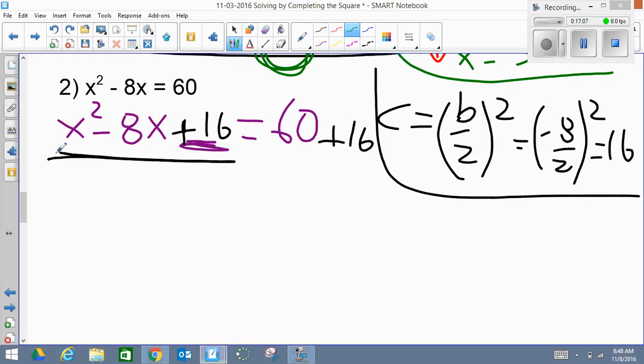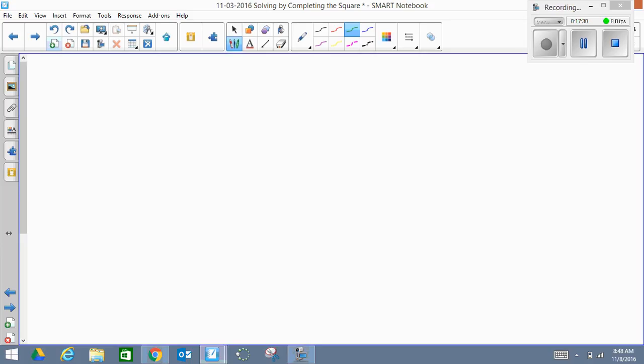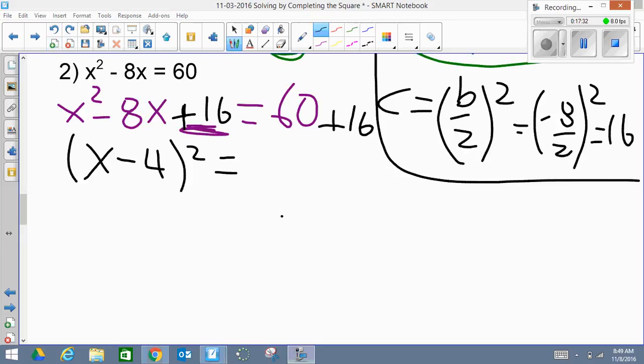Okay, now on my left side I have a perfect square trinomial. The way that's factored is x and half of b. b is negative 8, so half is negative 4. Everything to the second power, and this is what is called a square of a binomial. So we have our square of a binomial, and the other side is going to be 60 plus 16. That's going to give me 76.